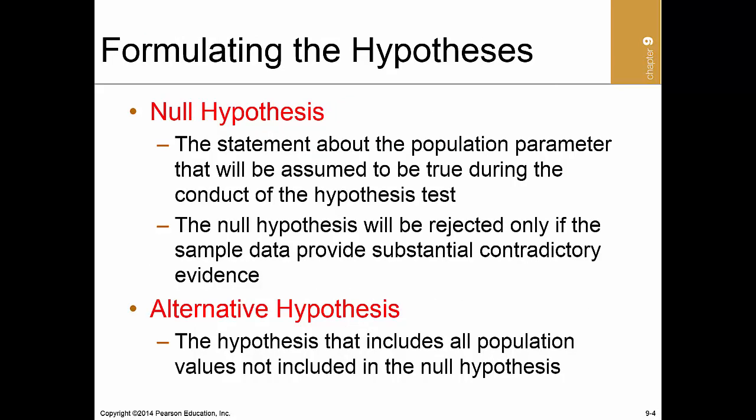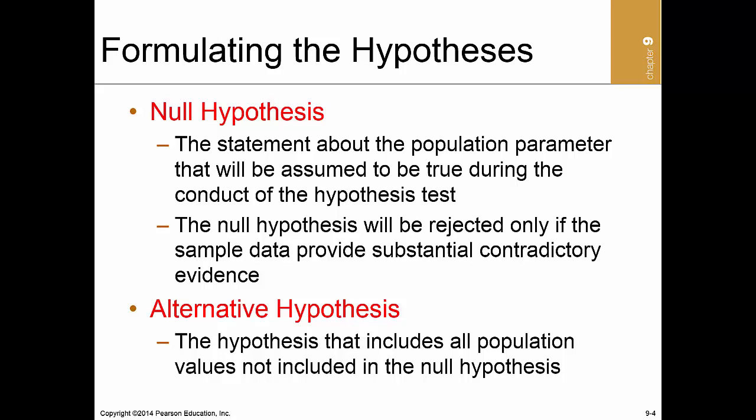In hypothesis testing, there are 2 hypotheses that are formulated. One is the null hypothesis. The null hypothesis contains an equality sign such as equals, less than or equal to, or greater than or equal to. The second hypothesis is the alternative hypothesis, represented by H sub A. Based on the sample data, we either reject the null hypothesis or we do not reject the null hypothesis.